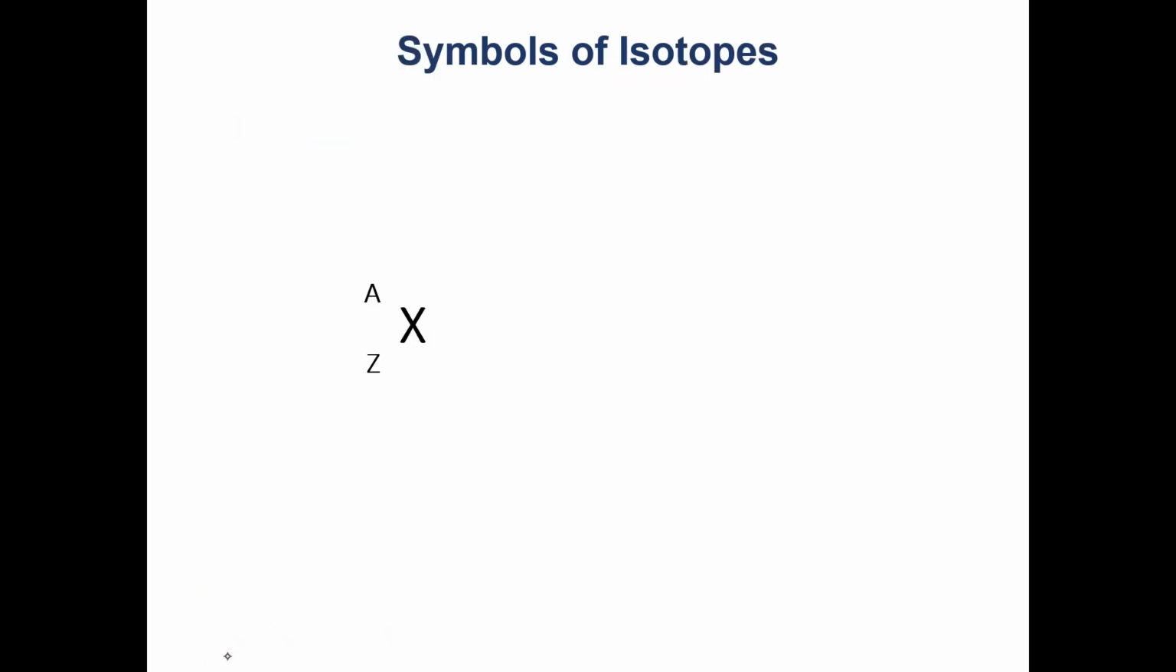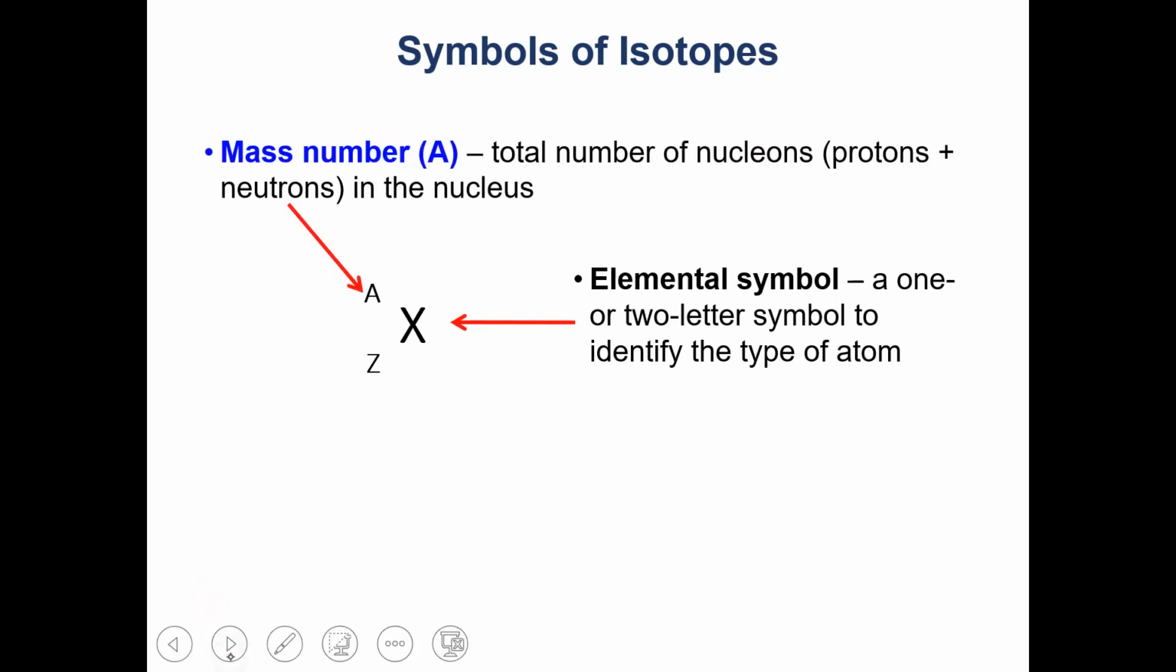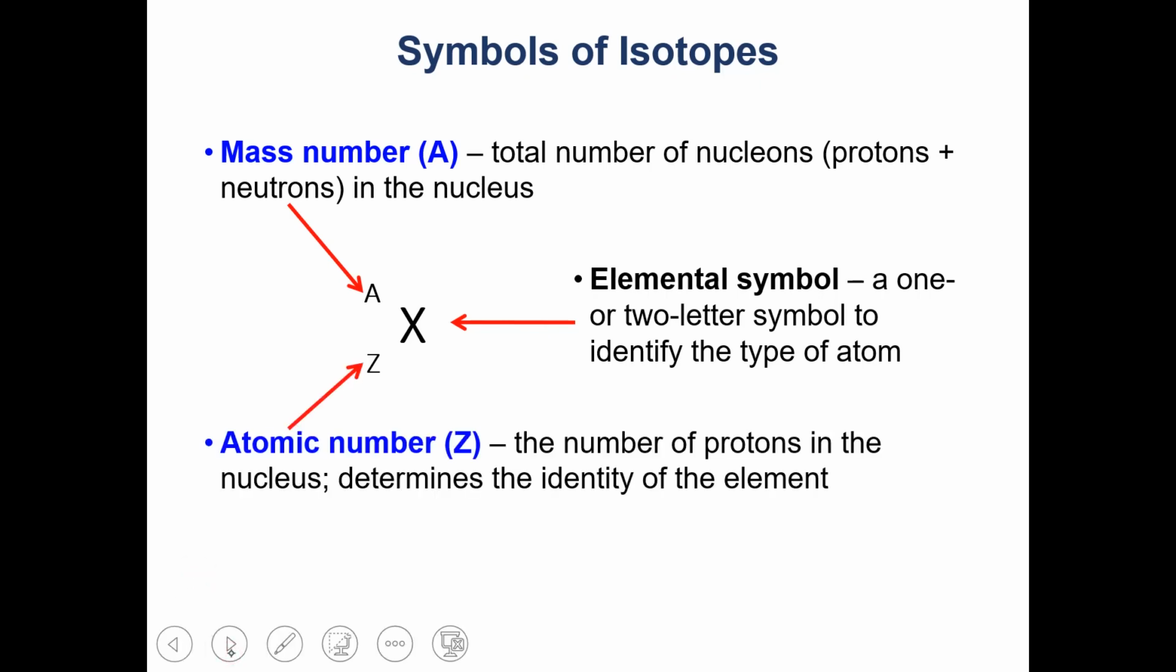The way that we write symbols for isotopes is we write the elemental symbol here, which we just have X here in this example, but we would write whatever our element is there. The number at the top is our mass number. So our mass number here is represented as A. Remember, mass number is the total number of protons and neutrons. And then what we have labeled as Z here is where we write the atomic number, which is the number of protons in the nucleus.